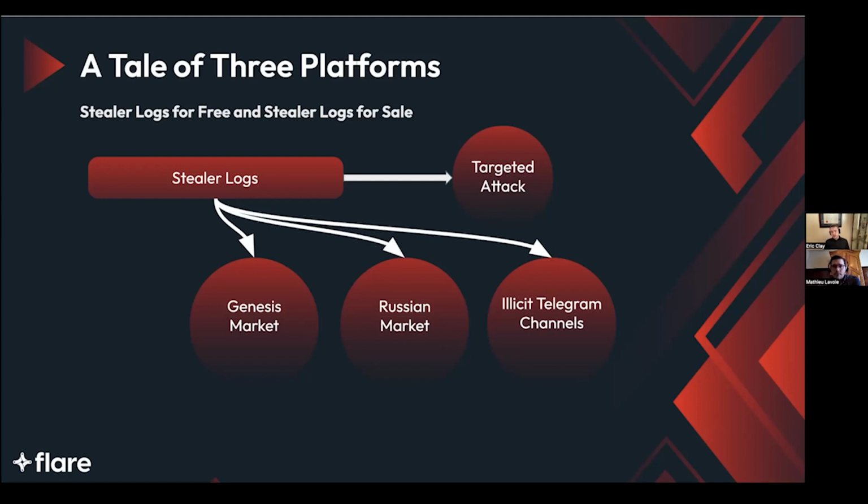Some threat actors, it's pretty easy to see them buying access to malware as a service, so Redline, Raccoon, et cetera, and then just using it for targeted attacks. Somebody says, I want to target this specific organization, so I'm going to buy access to the malware and target them with spear phishing campaigns or watering hole attacks or these types of things. But I would say that's probably not the norm. The norm is threat actors buying access to malware as a service, distributing it, and then reselling access to these individual devices on Genesis Market, Russian Market, and illicit Telegram channels. I would say those are the three big sources.